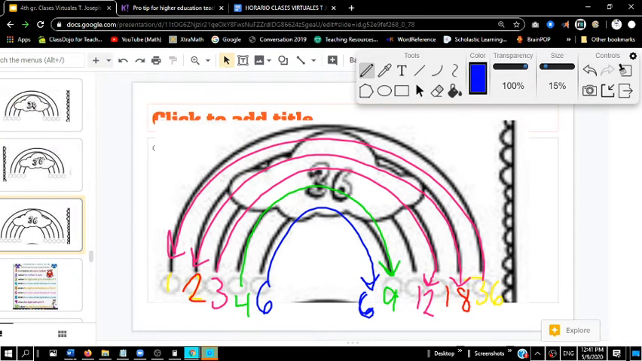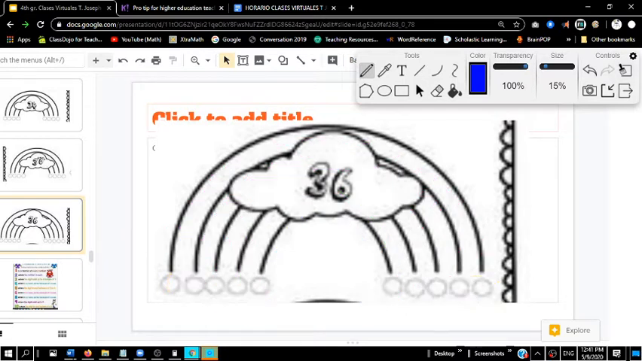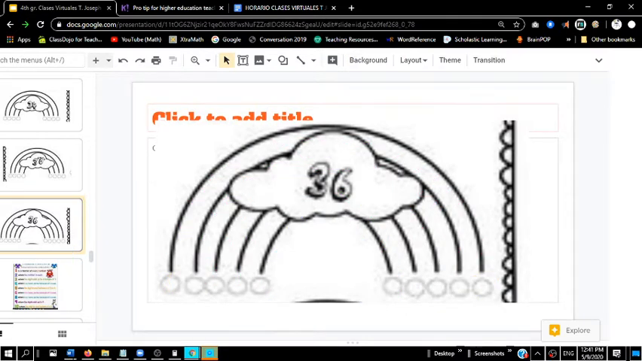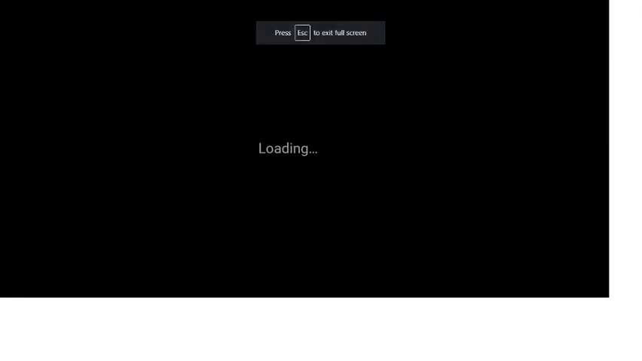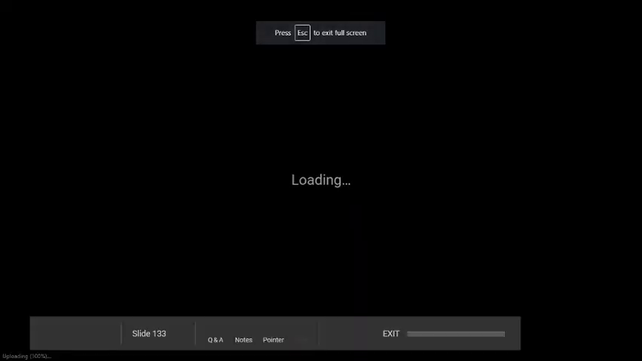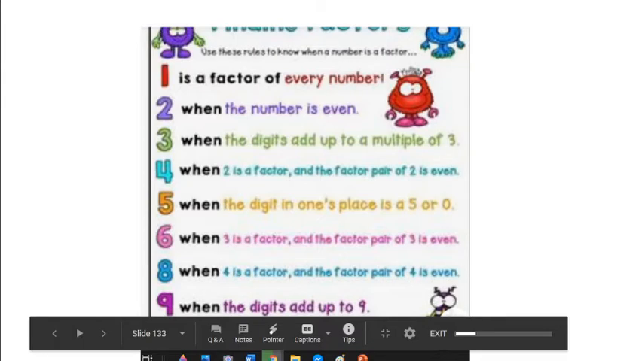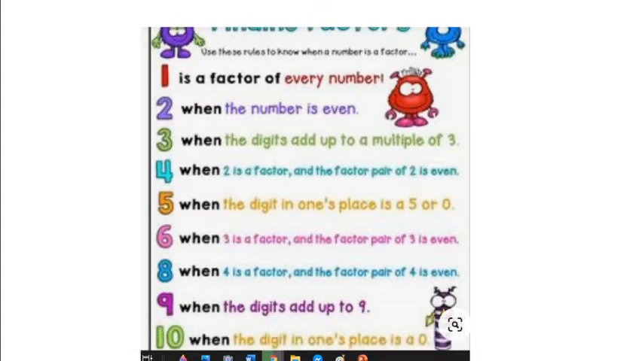So there's lots of different ways that you can find factors or practice factors, okay? Let's go on to another activity. We have this activity right here. This shows you the different factors of the numbers, okay? These are kind of like rules that show you different types of factors, okay? It says 1 is a factor of every number, which we went through the last class period. 2 is a factor when the number is even, so 18 has 2 as a factor, or 100 has 2 as a factor.